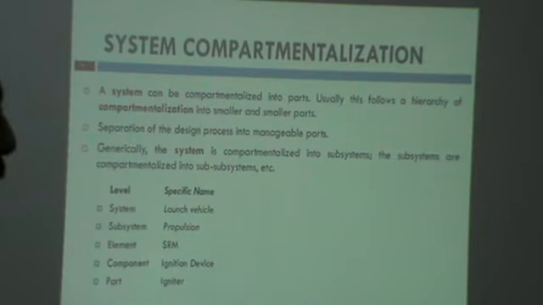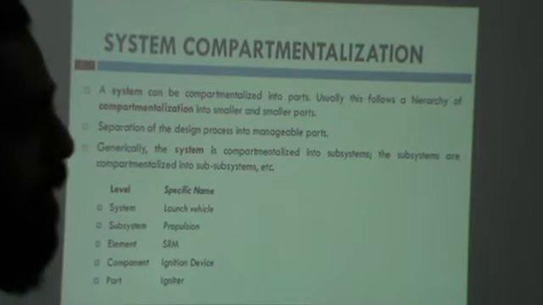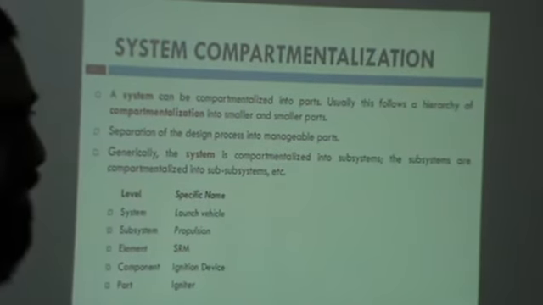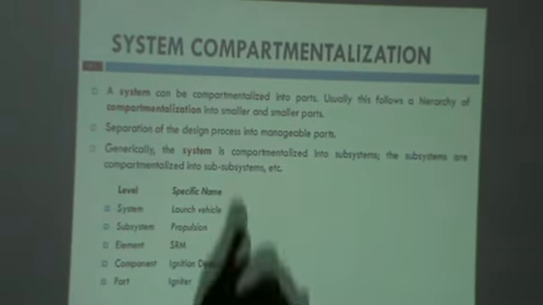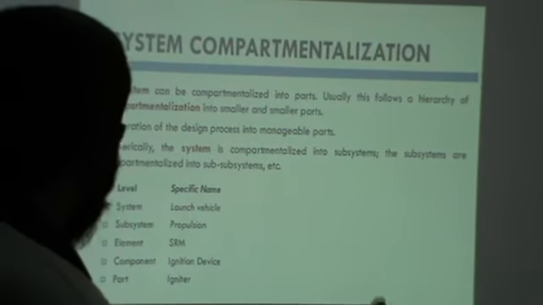Solid rocket motor. Yeah, rocket motor. So how you see how this system is compartmentalized, how this system has gone from one launch vehicle towards the part level.